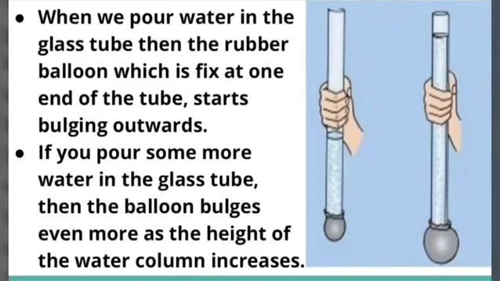Now pour some more water in the glass tube. What will you observe? You will observe that the balloon bulges even more as the height of the water column increases. So, this proves that the pressure exerted by a liquid at the bottom of a container depends upon the height of the liquid column in it.